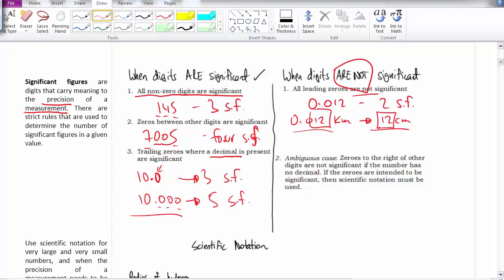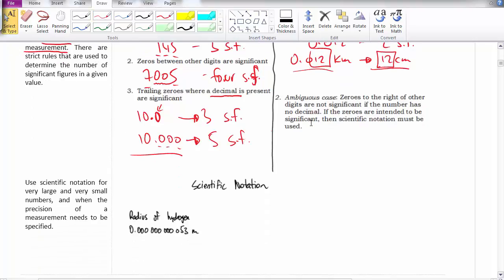The last one is an ambiguous case. It's probably one of the most confusing. If I have a number like 2,700, how many significant figures does this have? Well, it's kind of ambiguous because we don't know if these zeros here are significant. So we say that if there are trailing zeros where there is no decimal place, the zeros are not significant. So this would have 2 sig figs.